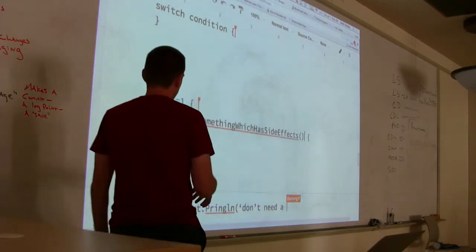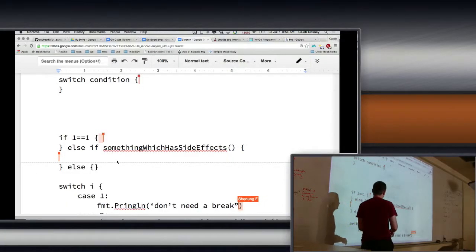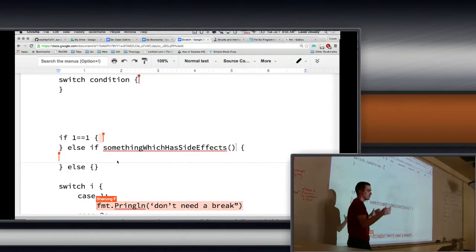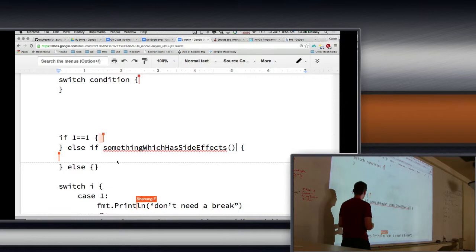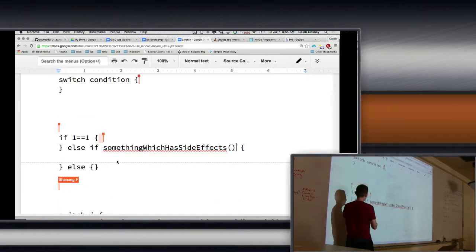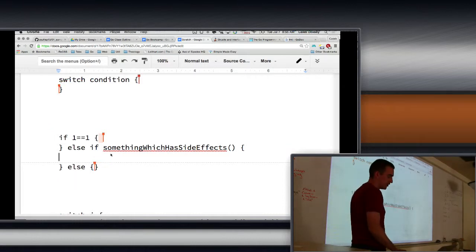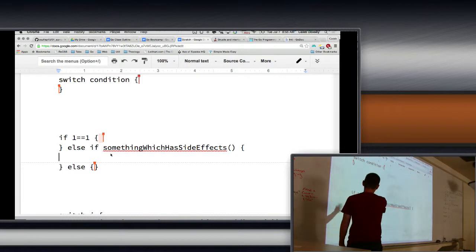If I did, we haven't covered functions, but we invoke functions. So I'm invoking some really long name for a function, but something which maybe prints to the screen or something. This doesn't happen if the first condition happens, okay? This only happens if it doesn't, okay? And so, just remember that, that's another important thing. And the stuff inside of it also doesn't happen, right? Because it never gets to that branch.